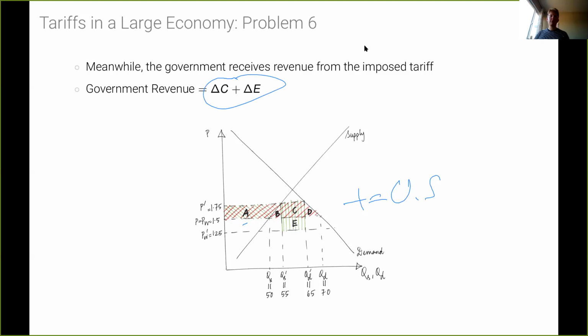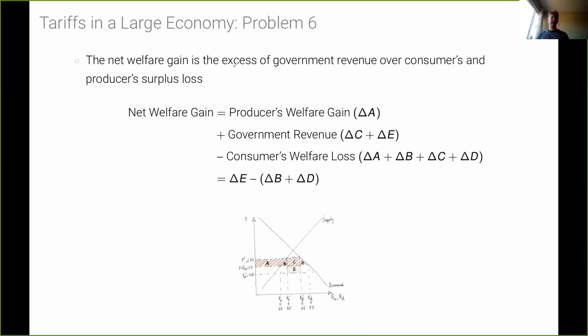Okay, so now we can do an accounting exercise and say that the net welfare gain is whatever producers gain plus whatever the government gains. So that's C plus E, minus whatever the consumers' welfare loss is, and that's A plus B plus C plus D. Adding all that up, the net welfare gain is given by E minus B plus D.